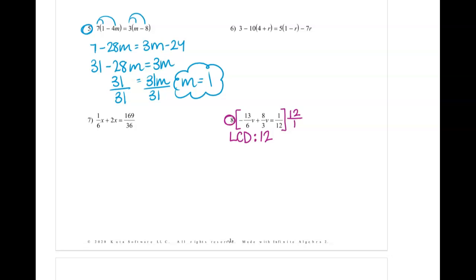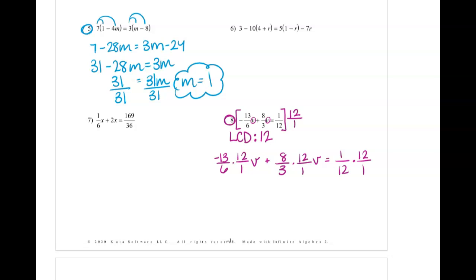And so now you can do this multiple ways. I would say don't use your calculator because it'll mostly go to decimals and that doesn't help you. But here's what we're going to do. So we'll go from left to right. So we have negative 13 over 6 times 12 over 1, because everything's multiplied by 12 over 1. And then we have our v, plus 8 over 3 times 12 over 1, because everything's multiplied by it, times v, equals 1 over 12 times 12 over 1. Now we simplify.